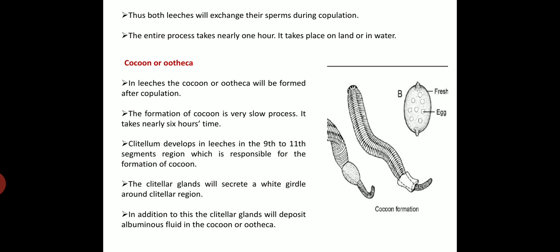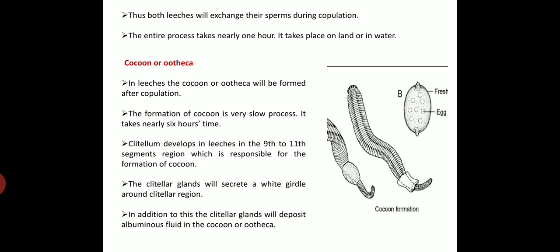So both leeches will exchange their sperms during copulation. The entire process takes nearly 1 hour. It takes place on land or in the water. So next, it is the cocoon or ootheca. In leeches, the cocoon or ootheca will be formed after copulation. The formation of the cocoon is a very slow process. It takes about 6 hours.